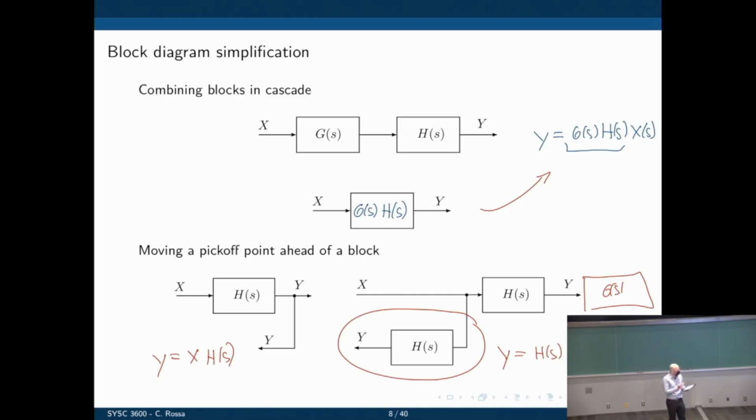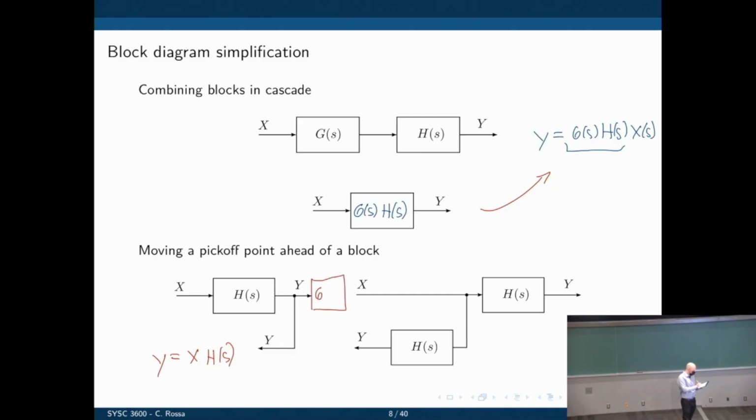The problem with the first one is there is really no problem with the first one. We could maintain it as it is, but I'm assuming, for example, that we want to simplify this block diagram with a block diagram that is in cascade. So we know that we can multiply G and H, but if you do that, then the signal Y that we need here for another part of the simulation is gone. All right, so we need to maintain that signal there somehow.